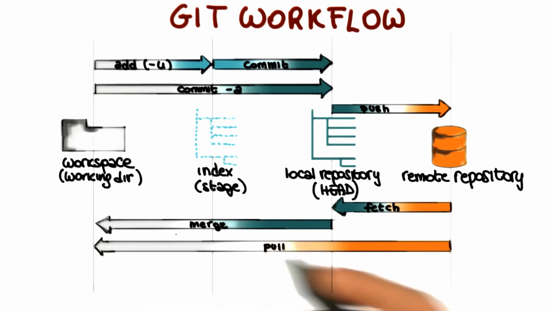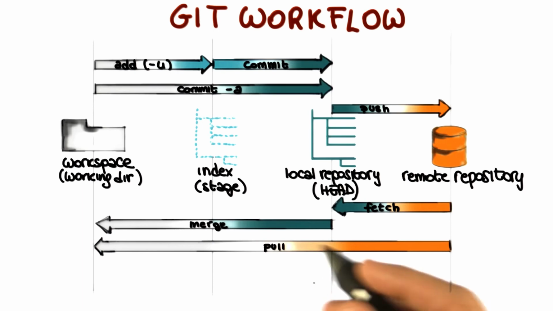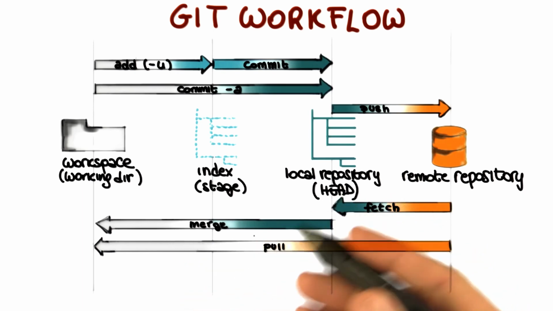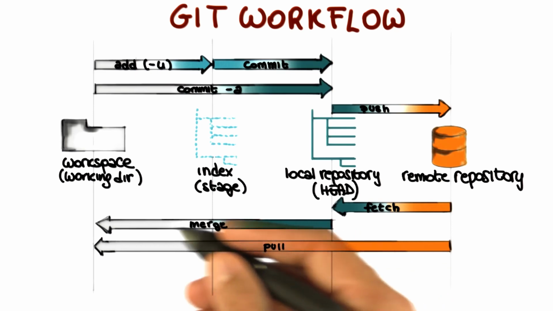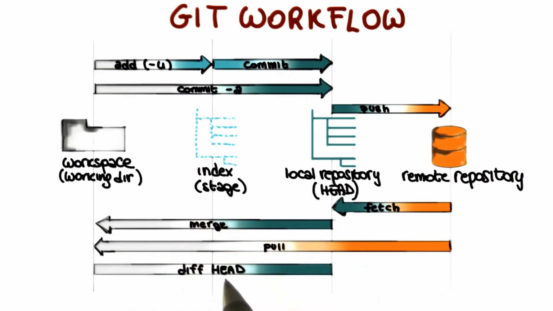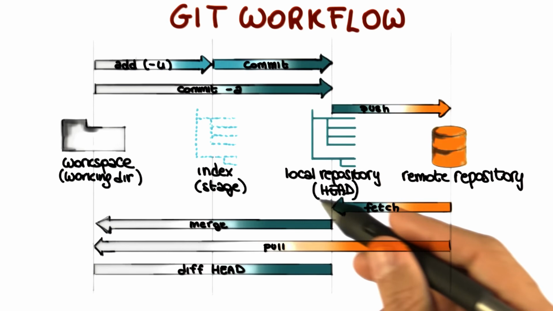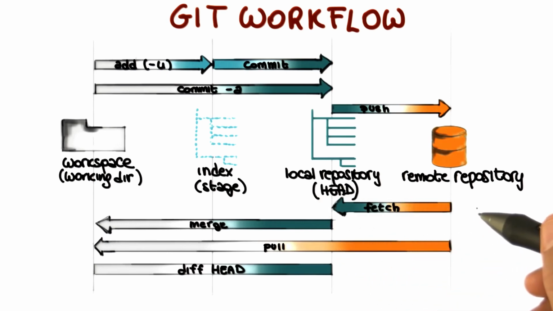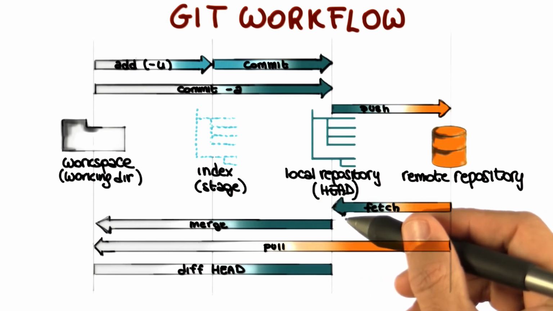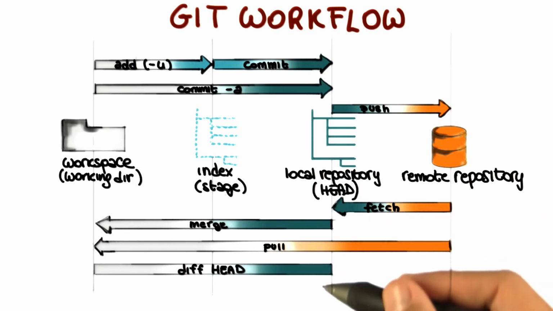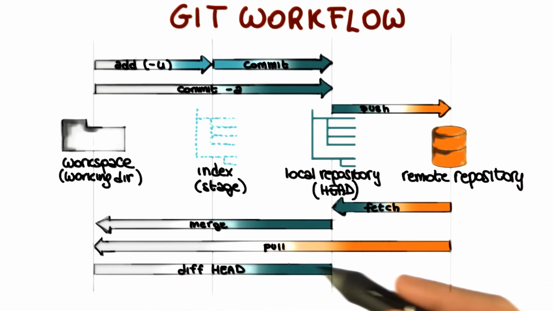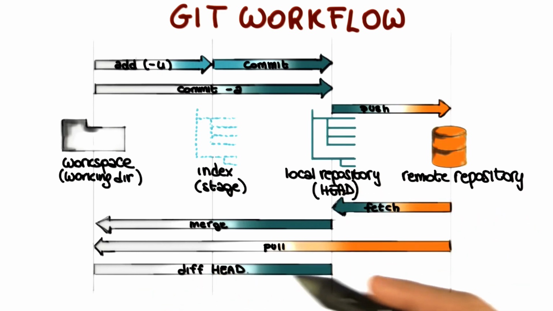So if we can do everything in one command, why might we want to fetch and merge as two separate operations? One of the reasons is because this allows us to compare files before we actually get the latest version of the files. In particular, I can run the command git diff head to get the difference between my local files, the files in my working directory, and the files in my local repository. So what I can do, I can fetch the files from the remote repository, and once I fetch these files, I can run a git diff head and check what the differences are.